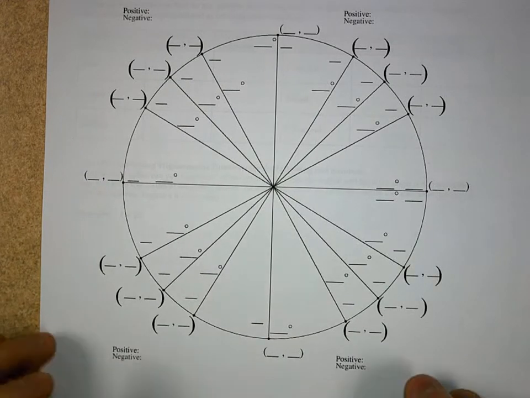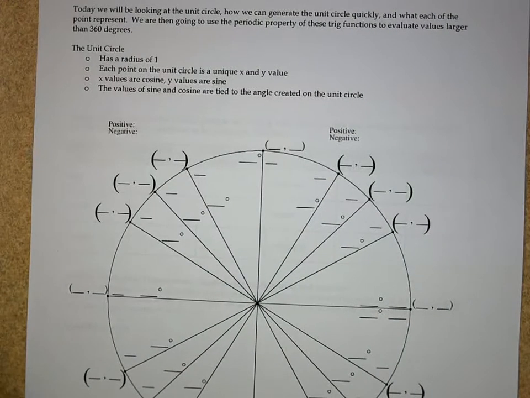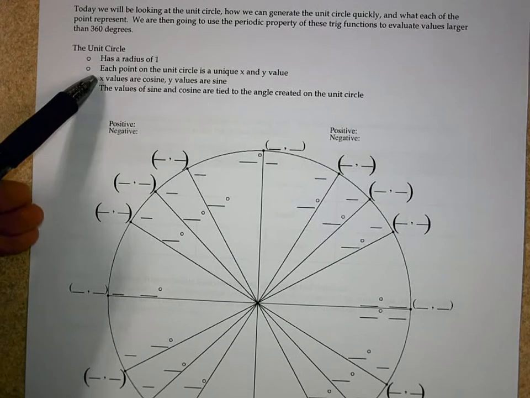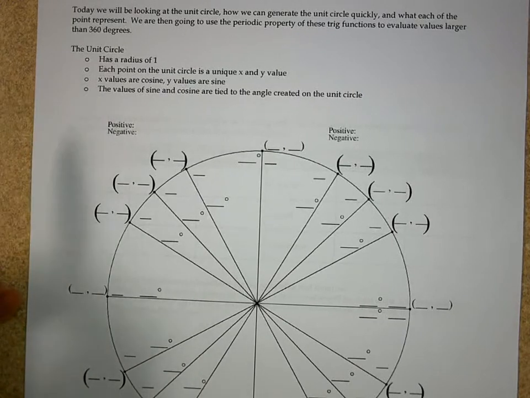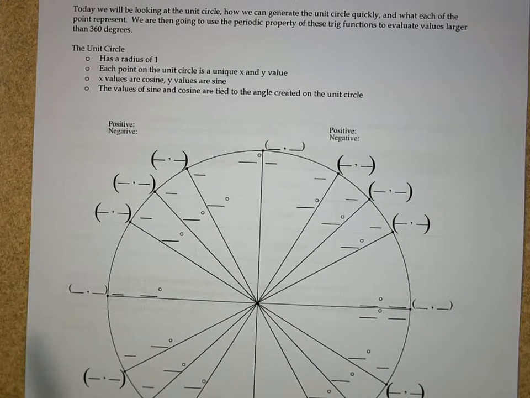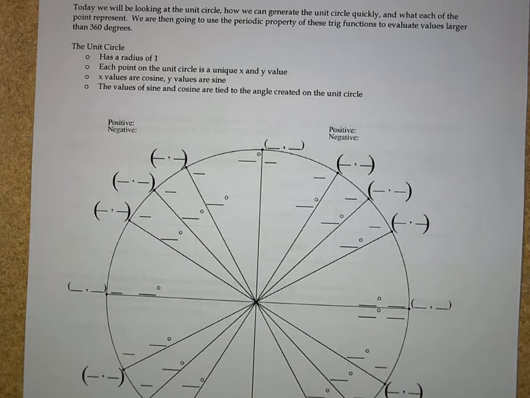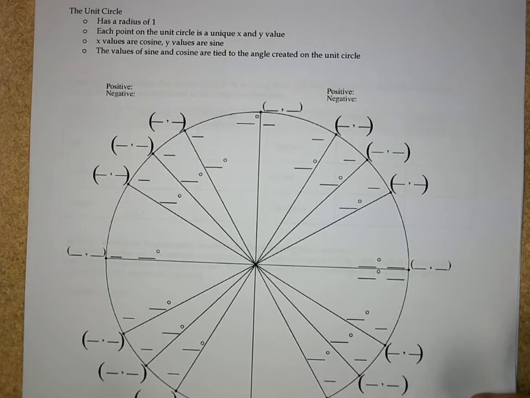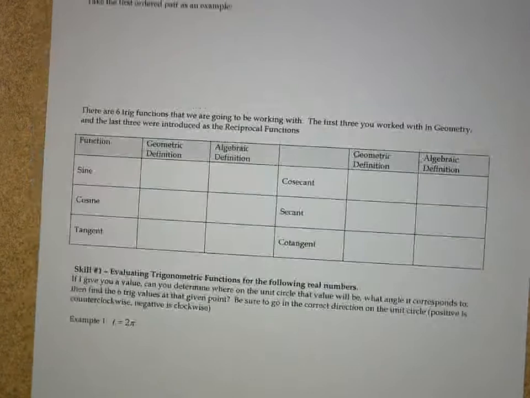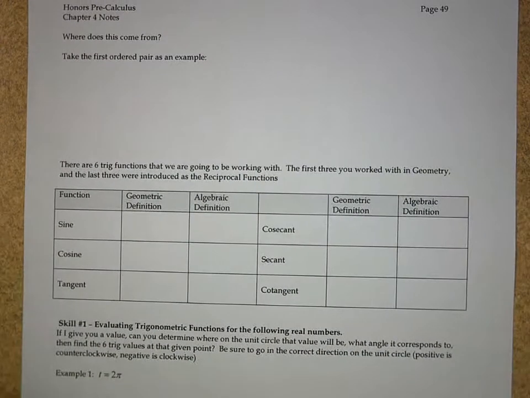So we can see right here a couple facts about the unit circle. It has a radius of 1. Each point on the unit circle is a unique x and y value. X values are cosines, y's are sines, and the values of sine and cosine are tied to the angle created on the unit circle. Now before I go and fill out this unit circle, let's look back at where these values are going to come from. So if you could flip to the top of page 49 to start with, where these values come from.